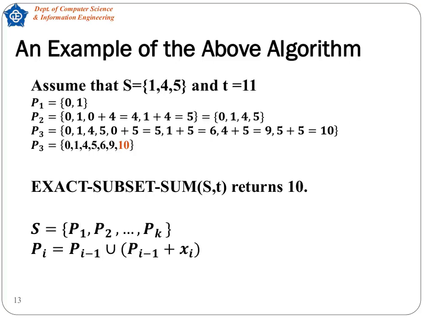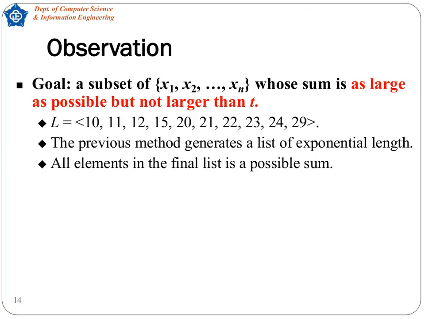Now, after seeing how our sets P_1 through P_3 explode in size, let's consider the naive alternative, listing every achievable subset sum. You'd end up with values like 10, 11, 12, 15, 20, 21, 22, 23, 24, and 29. That certainly captures every possibility, but the list grows exponentially as you add more elements. Clearly, this approach becomes impractical for larger inputs, which highlights the need for smarter, more efficient methods to avoid generating an exponentially long list of candidate sums.